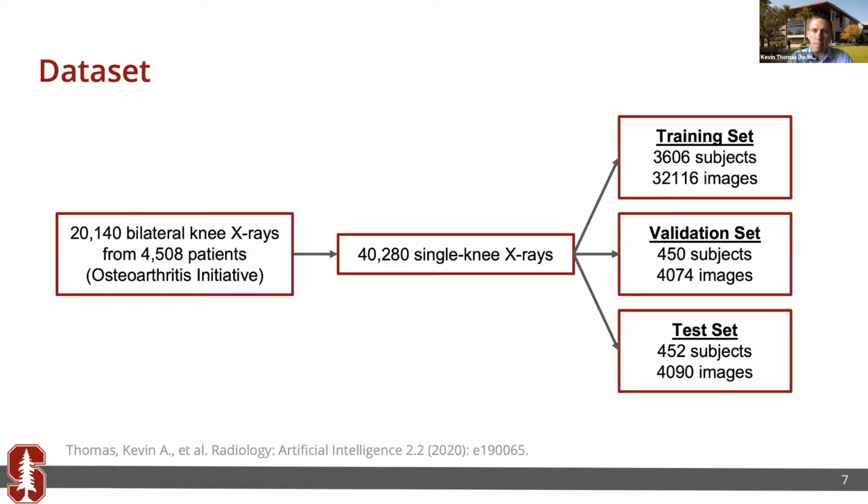And in order to train a model to automate the KL scoring system, we used 20,000 bilateral X-rays from the Osteoarthritis Initiative dataset. For each image, we split it vertically down the middle so that we now have 40,000 single knee X-rays. And we split these images up at the subject level so that 80% of the subject's images went into our training set, 10% went into our validation set, and 10% went into our test set. And splitting it up like this allows us to get a more robust, rigorous assessment of how well the model might perform on new data it hasn't seen during the training process.